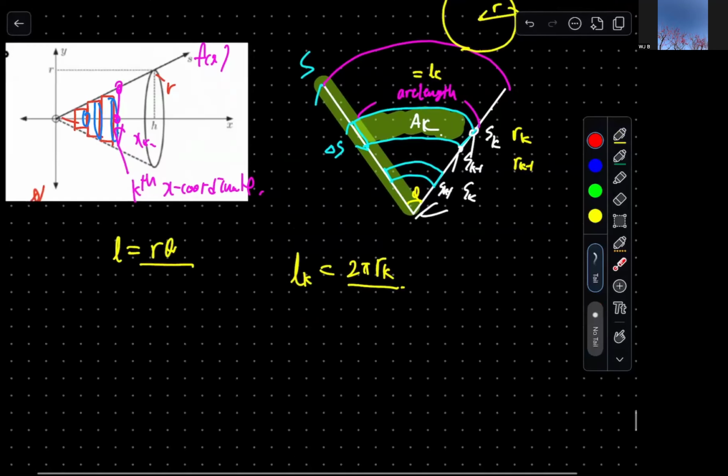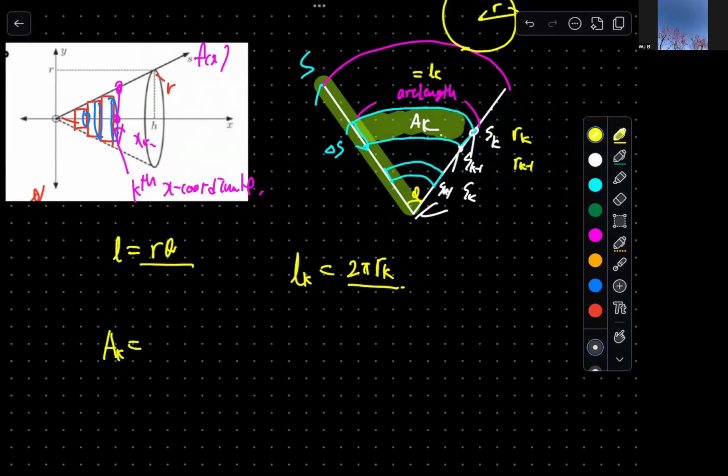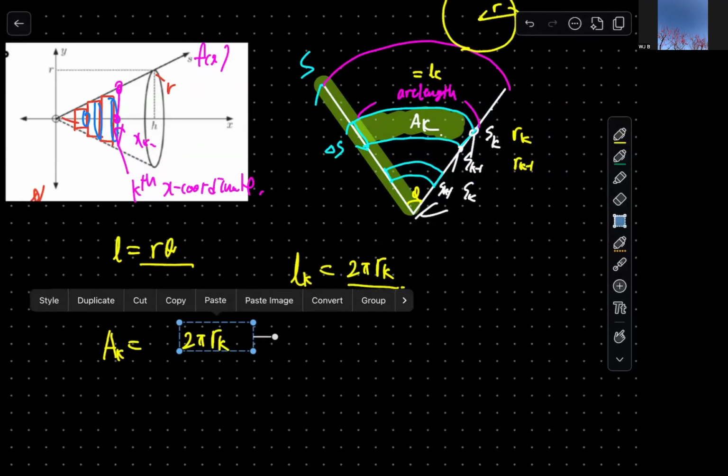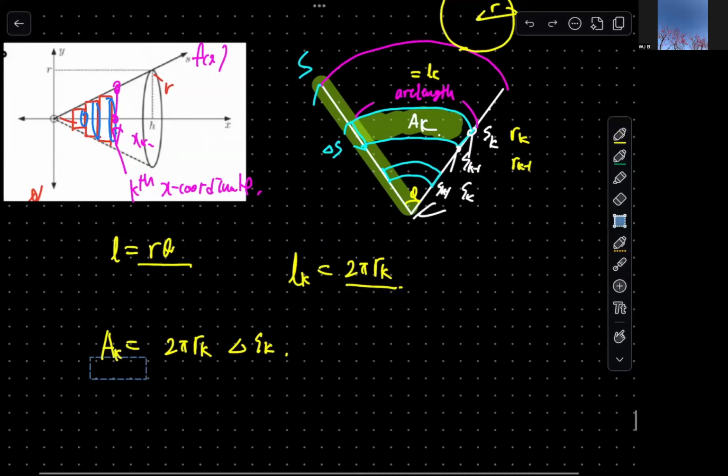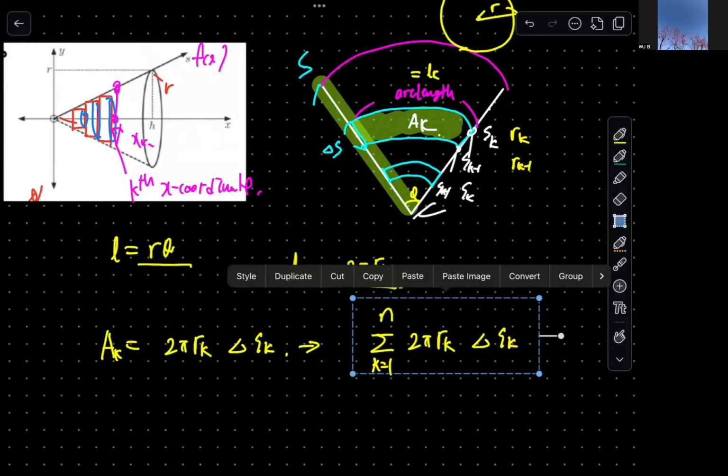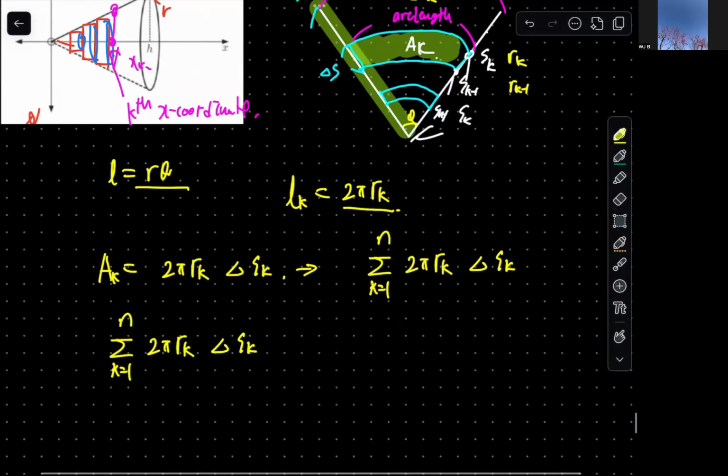And then the area of a rectangle is going to be the product of this arc length, which is going to be the length of the rectangle, and this delta xk. Okay, that's great. And I want to add all of them. So to find the surface area, which is going to be the area of a sector, I'm going to add from the first term to the nth of this. But of course, I want to make the approximation better, so I'm going to put limit n to infinity. And that's that. So that's great.